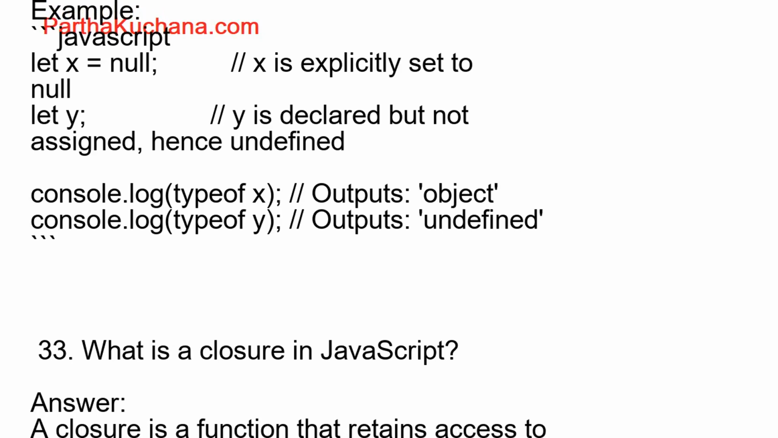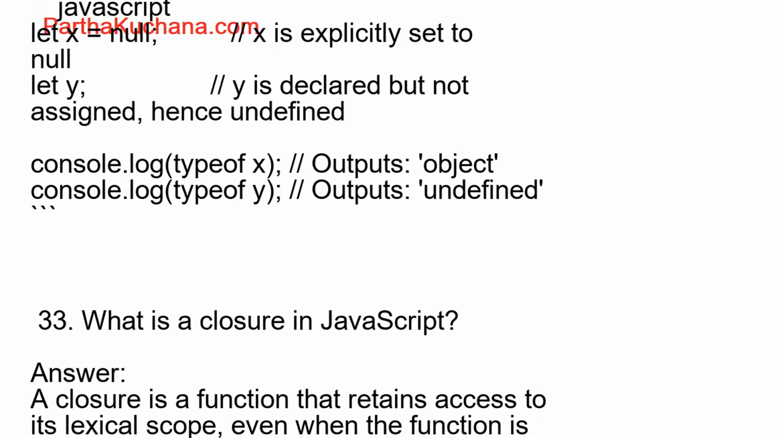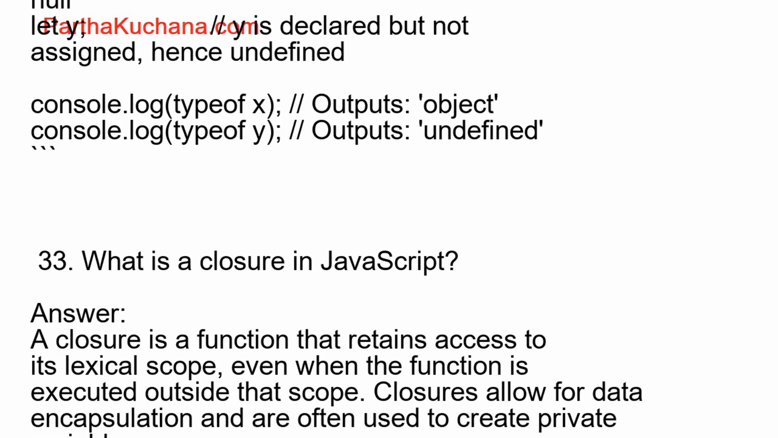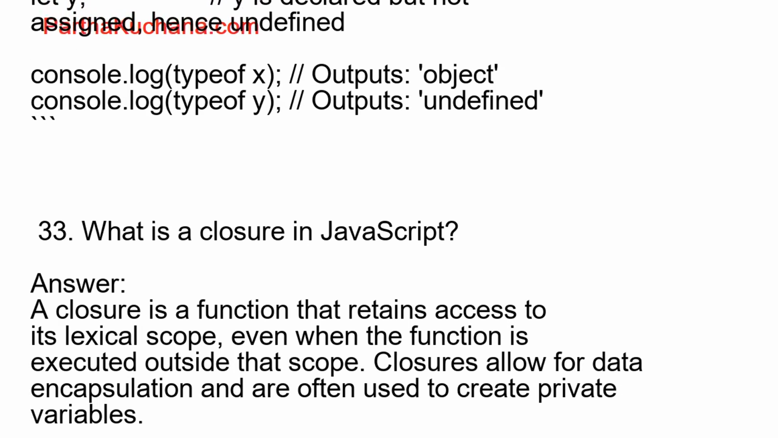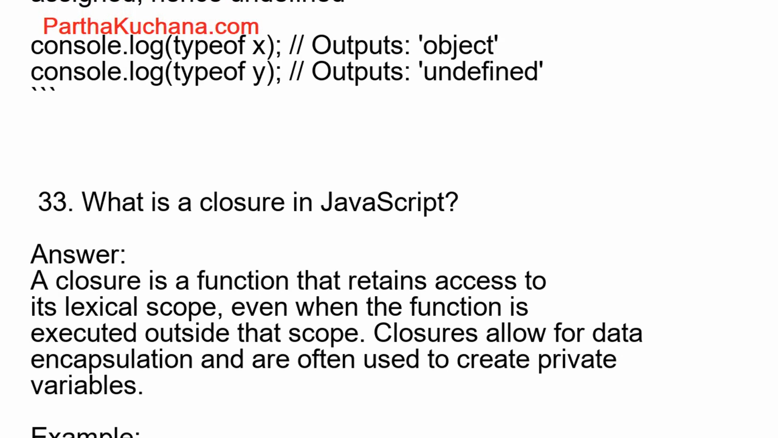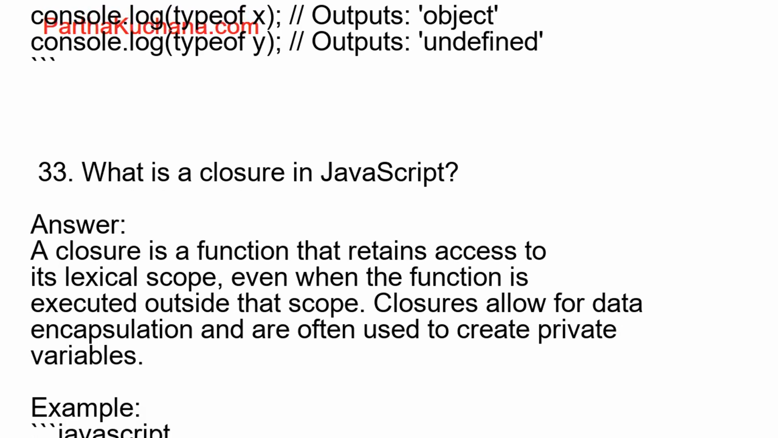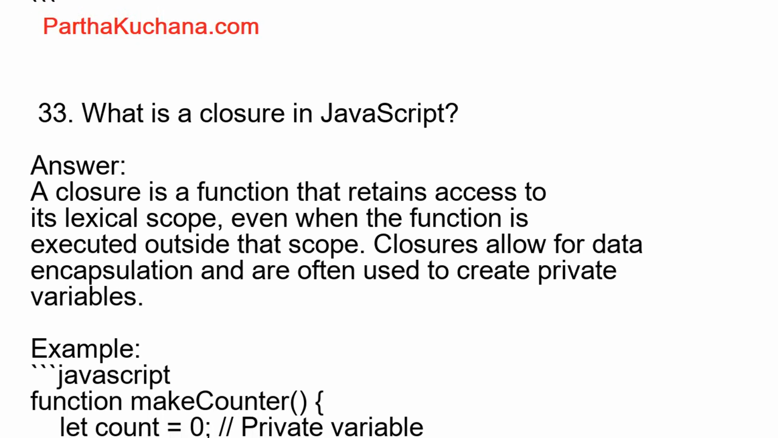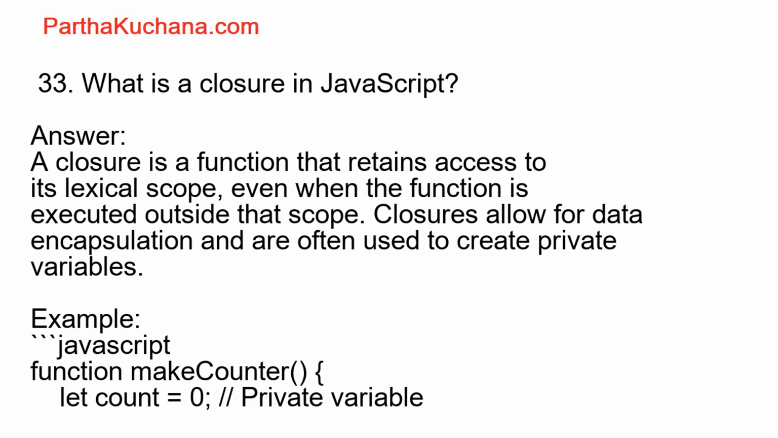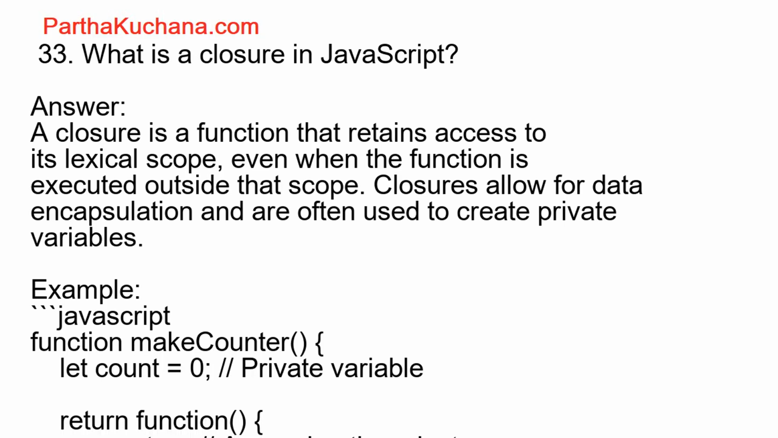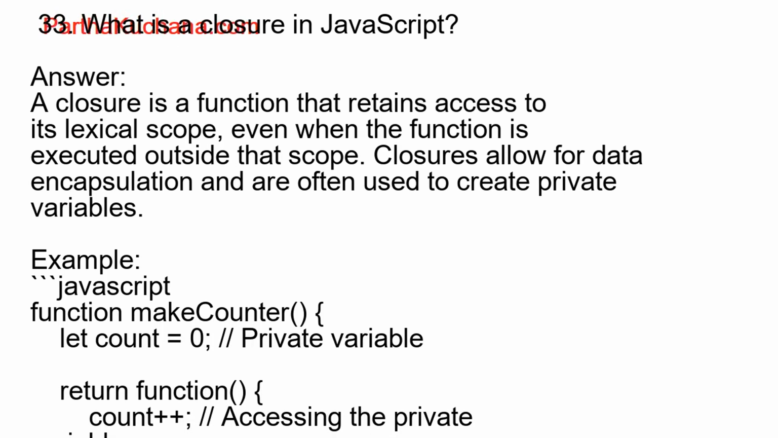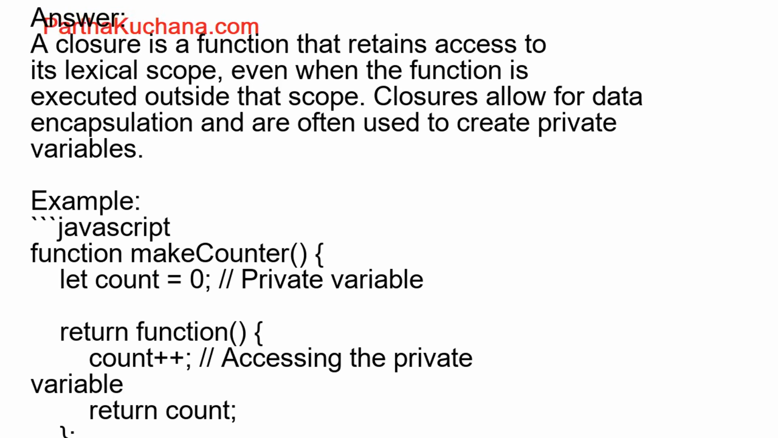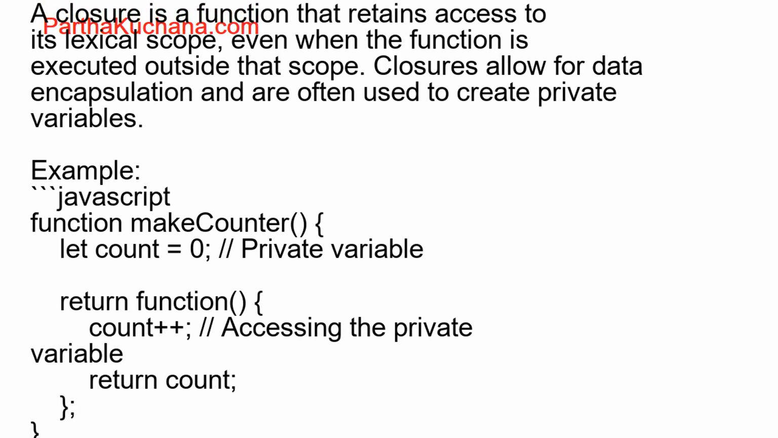Answer: higher order functions are functions that take other functions as arguments or return functions as their result. They are commonly used for callbacks and functional programming techniques. Example, JavaScript. const greet equals name equals hello, $name. const greetUser equals greeting function username equals return greeting function username. console.log greetUser greet Alice // outputs hello, Alice.